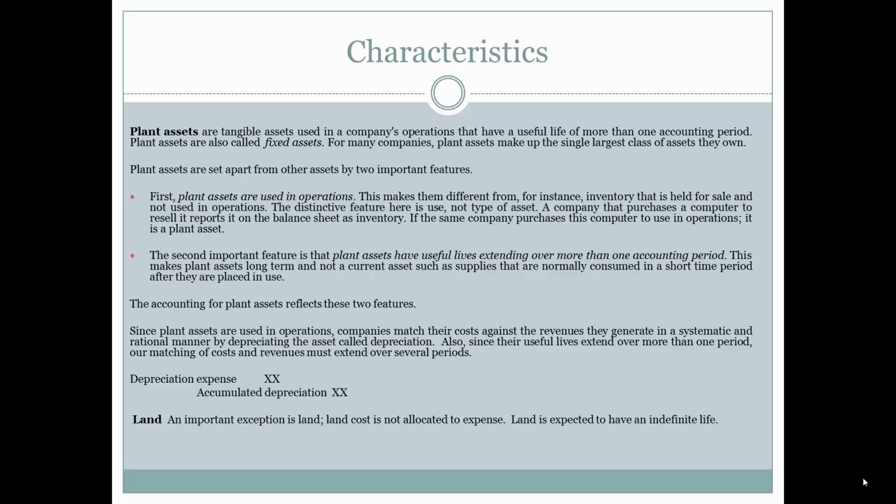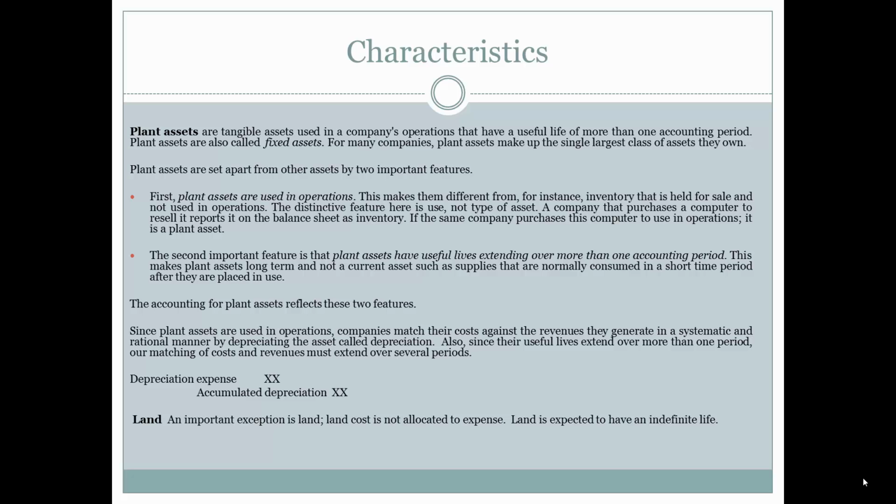The second important feature is that plant assets have useful lives extending over more than one accounting period. This makes the plant asset long-term and not a current asset, such as supplies that are normally consumed in a short period of time after they're placed in use.